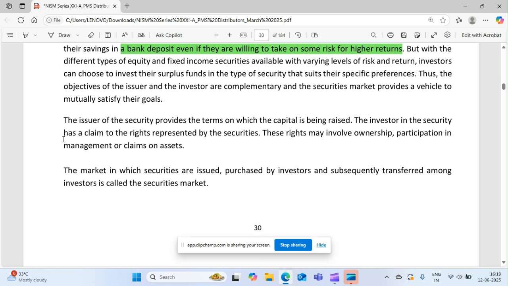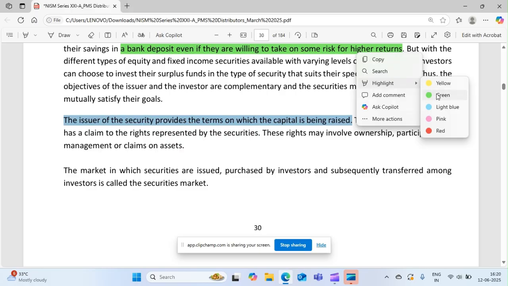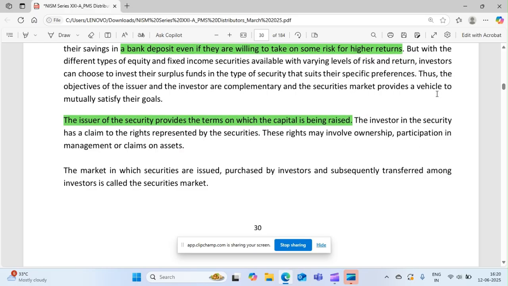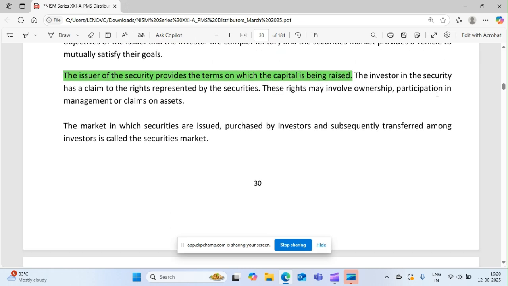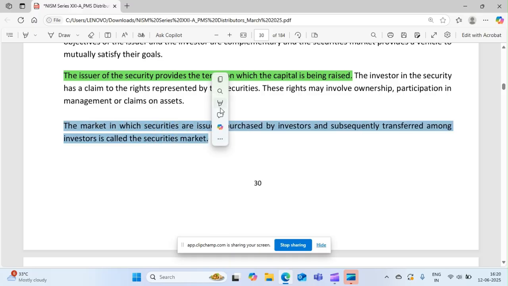It's the responsibility, in a way, of the issuer of the security to provide the terms on which capital is being raised. This is very, very important, right? And the investor has a claim on whatever the security provides, like interest, coupon, dividend, or whatever it may be. Okay. And the word securities market must be understood here through this definition. So what is the definition? Very clearly saying, the market in which securities are issued, purchased by the investors, and subsequently transferred amongst investors is called the securities market.